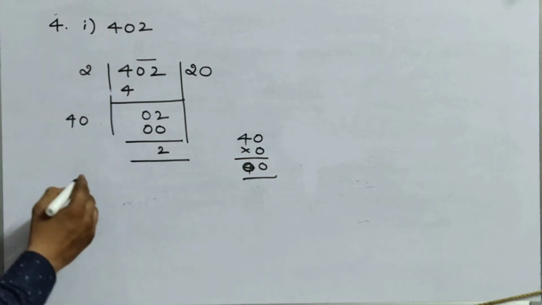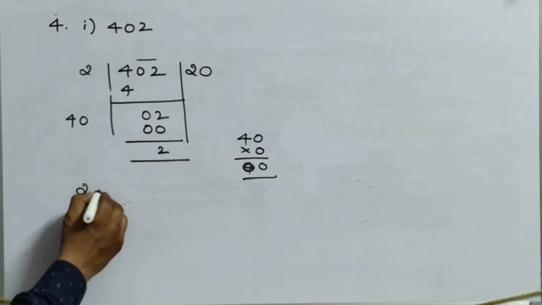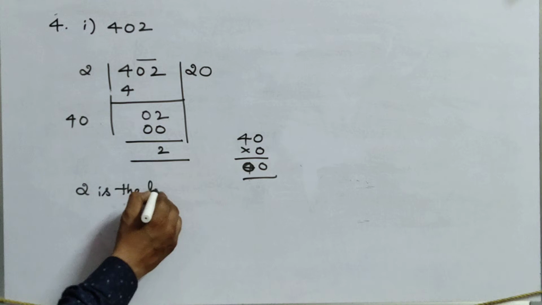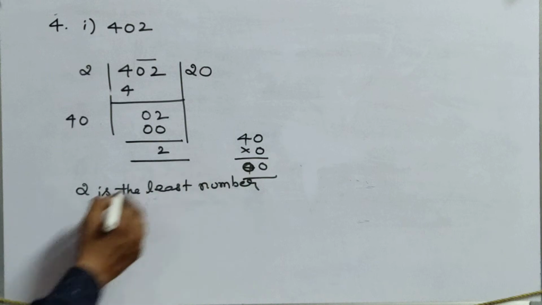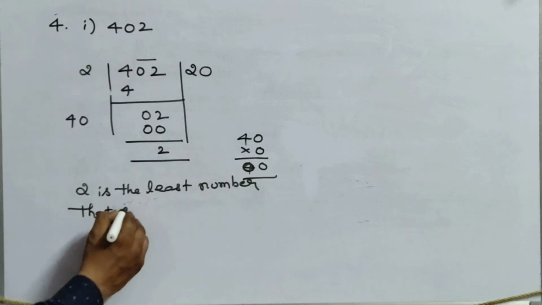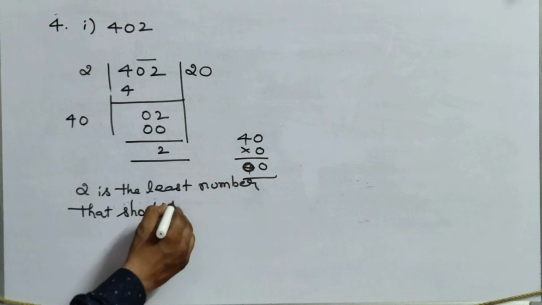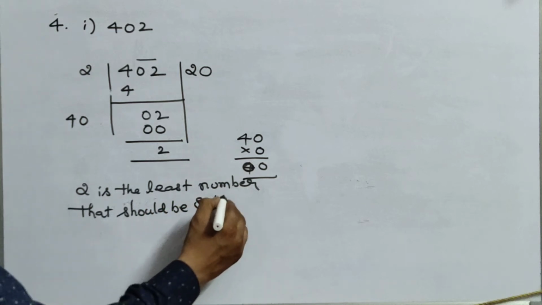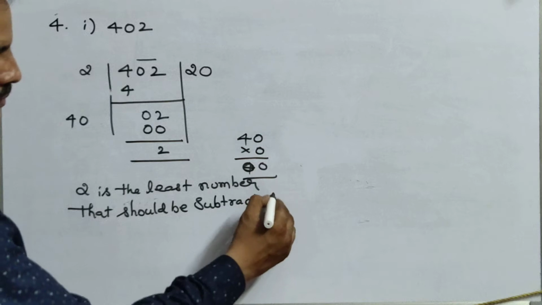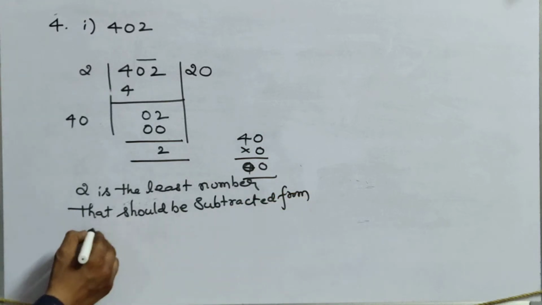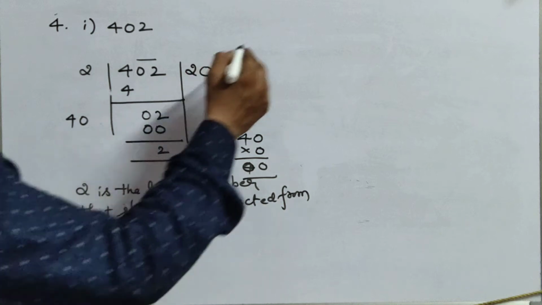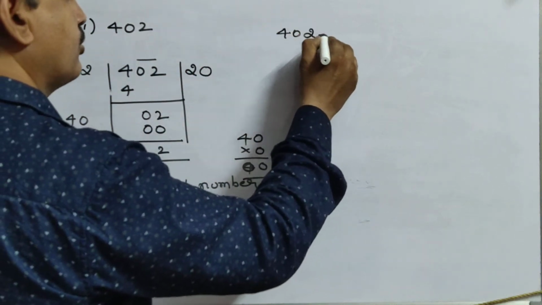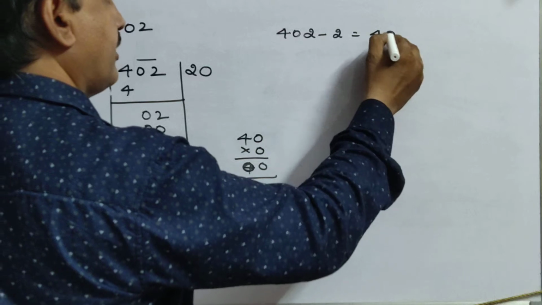Okay, that means 2 is the least number that should be subtracted from 402. That means 402 minus 2. That is how much? 400.